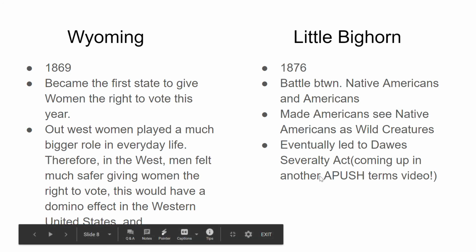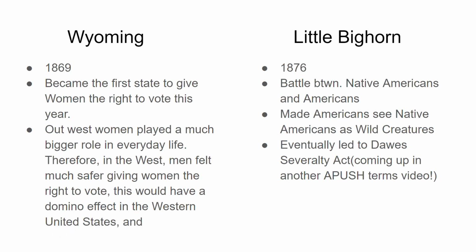The Battle of Little Bighorn in 1876. This was a battle between Native Americans and Americans, and even though the Native Americans won, Americans began to see them as wild creatures. This led to the Dawes Severalty Act, and maybe I'll mention that in another APUSH terms video.